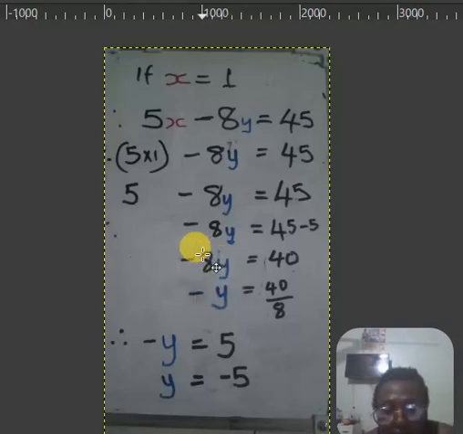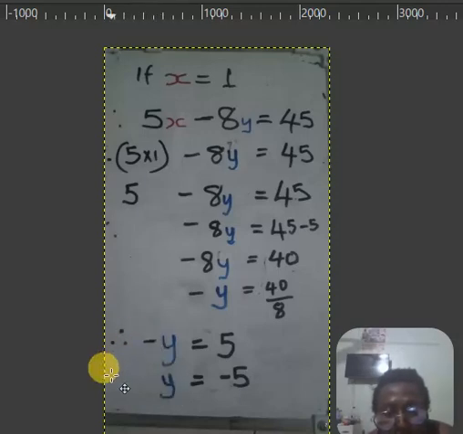Let's remove 8 first. 8 multiplied by y on this side, when it gets to the other side, it becomes a denominator. So 8 will have to come to the bottom once it crosses to the other side. So we have minus y is equal to 40 divided by 8. 40 divided by 8 will give us 5, and we still have the minus y. But we want to find what y is on its own, not minus y. So we need to get rid of this minus.